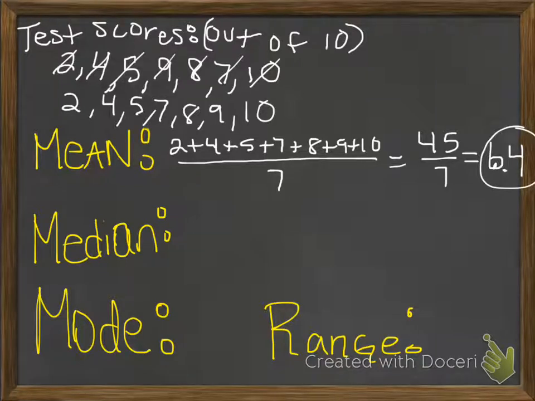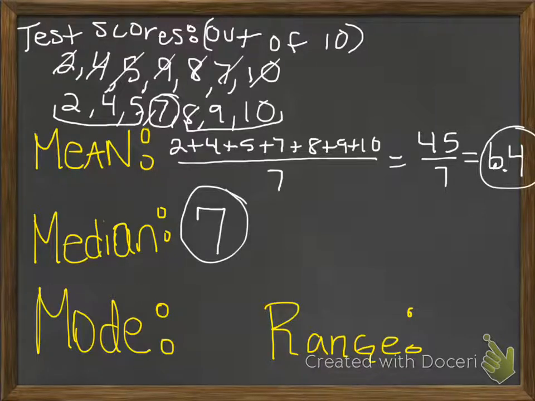Our median, like I said before, is just the middle value of our data set. This is the important reason why we order it. In the middle of our data set, there are 3 on this side and 3 on this side, so our middle is just a 7. Our median is 7.